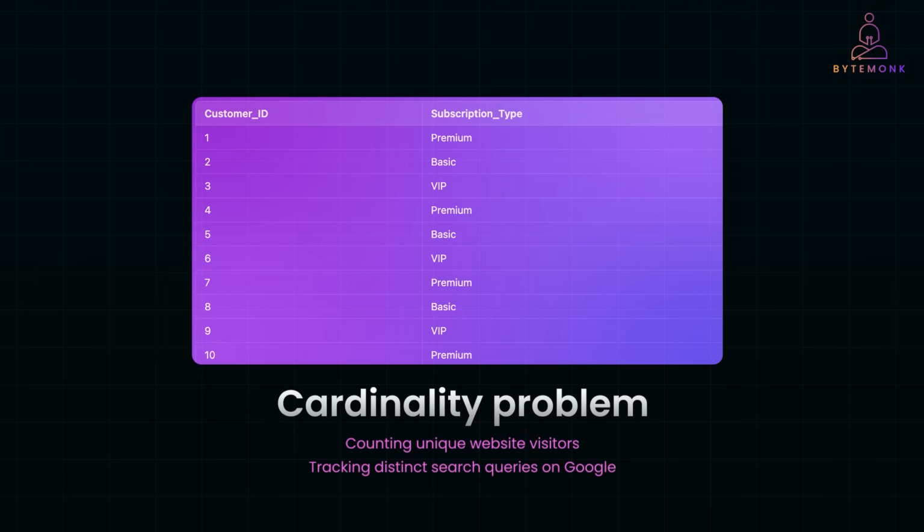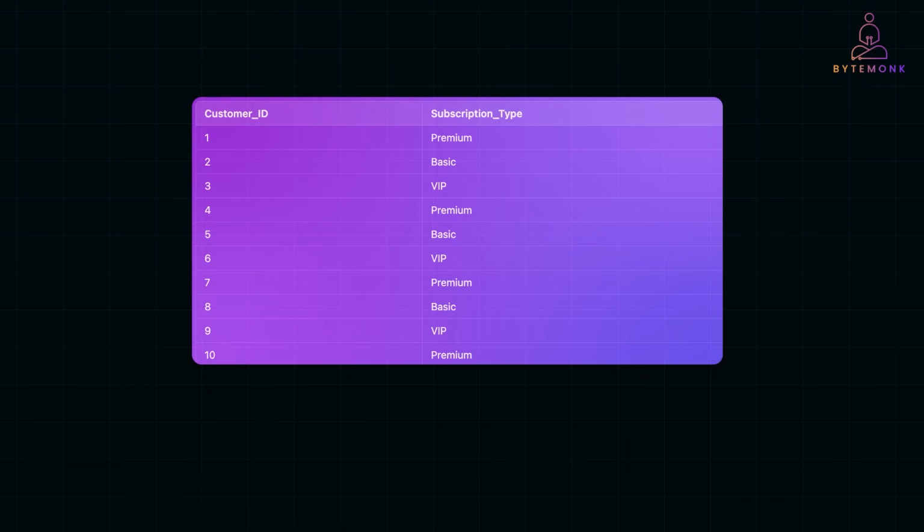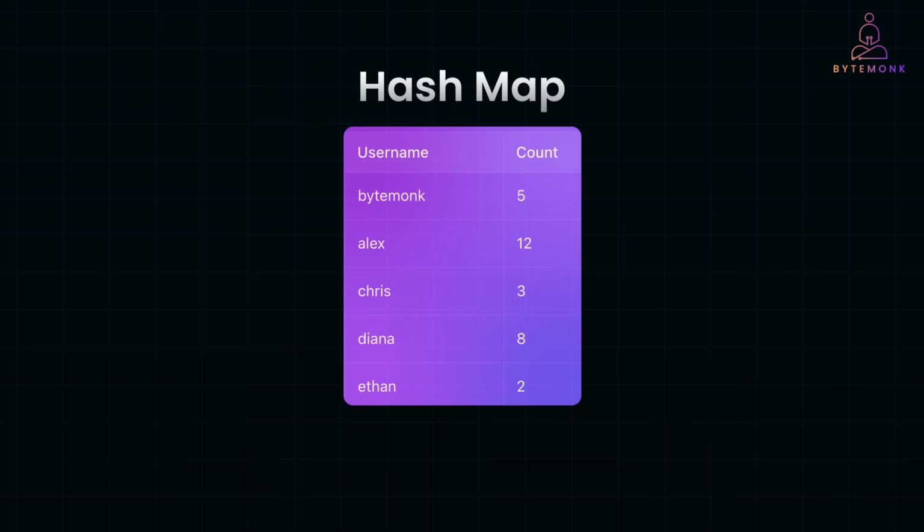For small datasets, you can store all elements and count them directly. But for big data, billions or trillions of records, storing everything is impractical. The problem we are solving today is simple. How many unique visitors read a website in a day? At first glance, the obvious solution is to use a hash map, storing unique identifiers like IP addresses or usernames to count distinct users. And this would give us an exact answer.